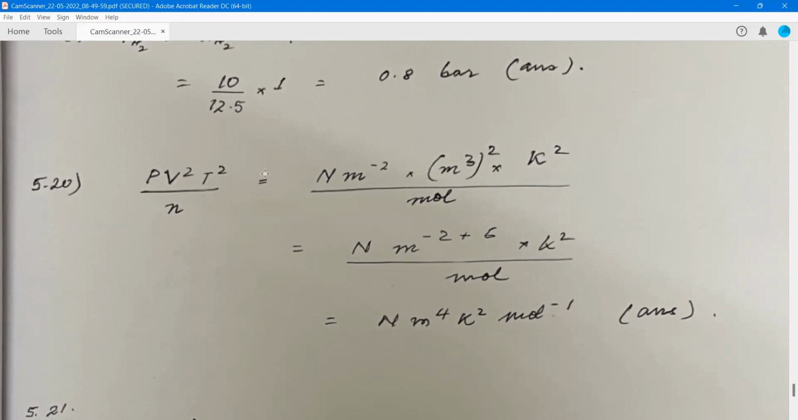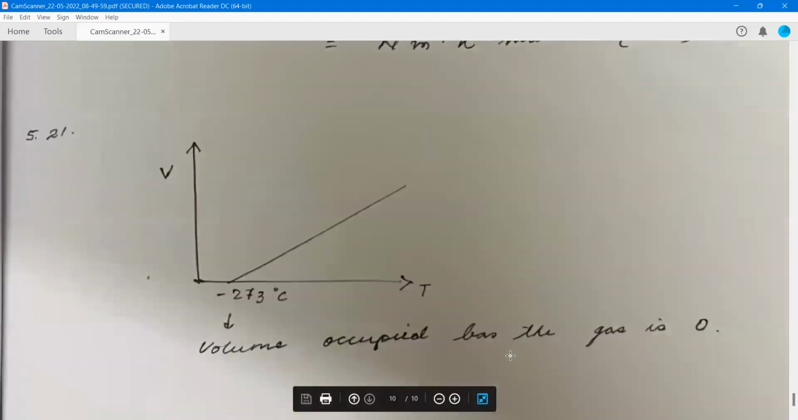So you substitute all here. So Newton per meter square into meter cube upon 2, because it is also 2, and Kelvin to the power of 2 upon mole. So when you add it up and cancel and solve this equation, you will reach this value where the answer is Newton meter to the power of 4 Kelvin square per mole. That is the answer.